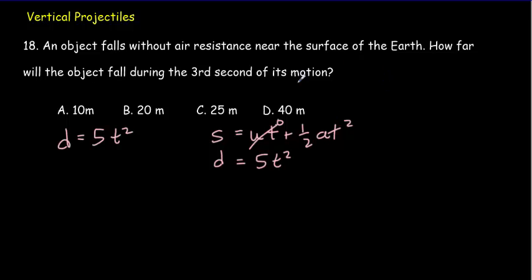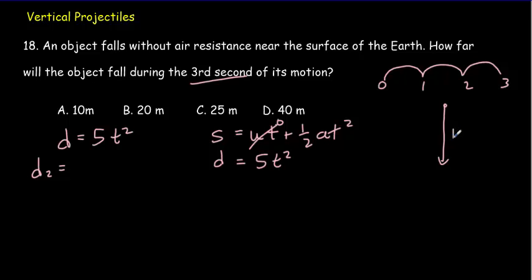So they talk about the third second of motion. Well, the first second of motion would be here. This would be the second second of motion. This would be the third second of motion. So it'd be the interval between the second and third second that we're talking about. So we can use this equation to figure out how far it falls in total. So this is where it's at rest.